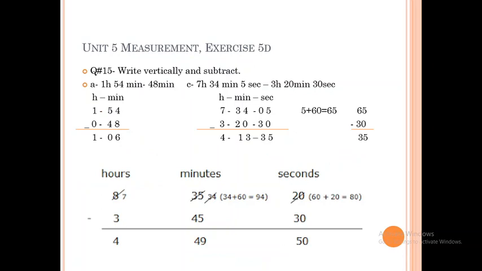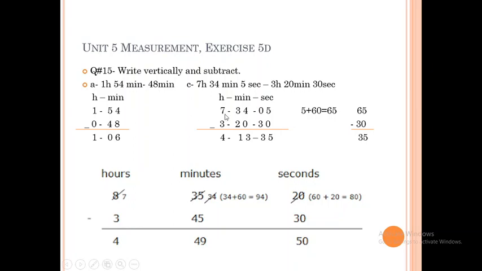Question number 15. Write vertically and subtract. 1 hour 54 minutes minus 48 minutes. We will make the columns. Hour and minutes are here, and 54 minus 48, you can do it. So do the subtraction as we do normal subtraction of normal numbers. 14 minus 8, answer is 6. 4 minus 4 is 0, and 1 minus 0 is 1. So 1 hour 6 minutes, this is the answer.